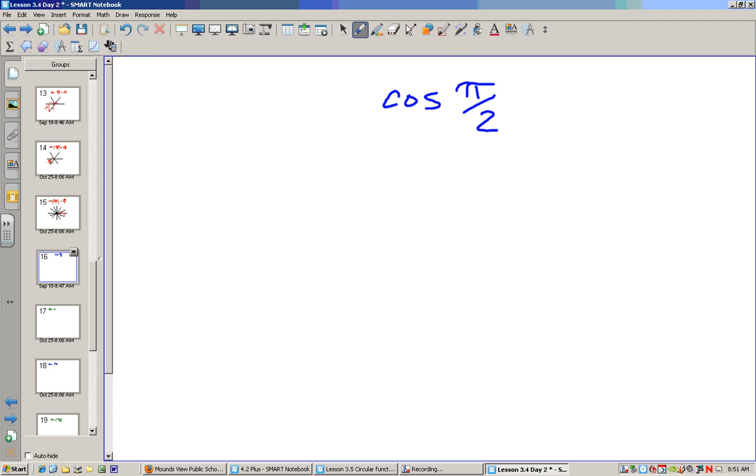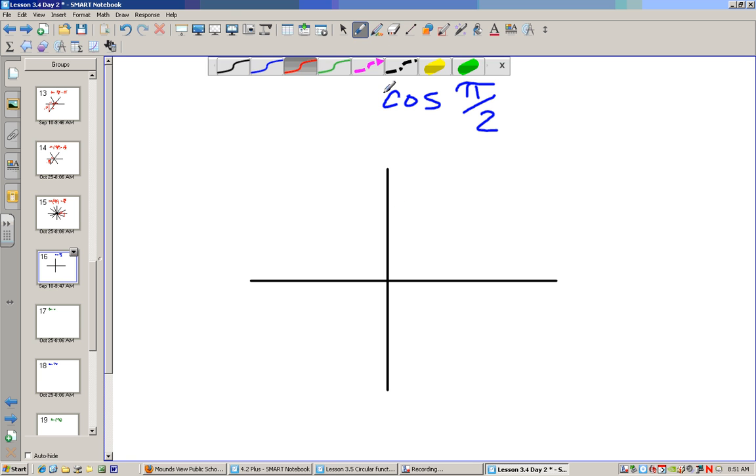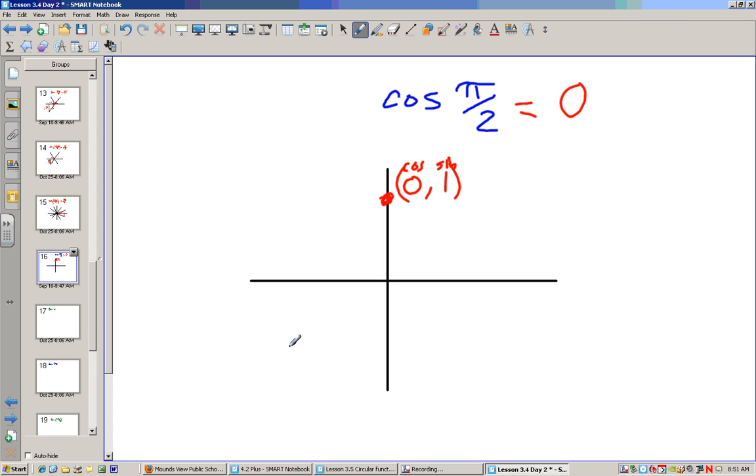Cosine of pi over 2. So if this is pi, pi over 2 is cut in half. So it's right here. That coordinate is 0, 1. I remember the x is the cosine, the y is the sine. So that value is just 0.